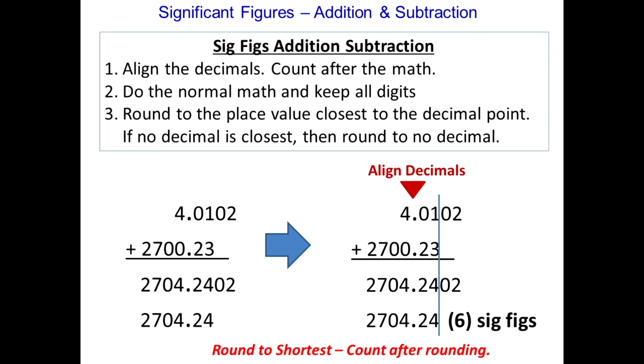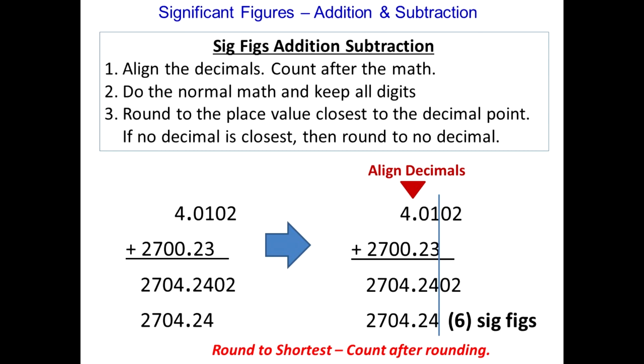Here, we align the decimals. That's how you do it. You align the decimals, and then you draw a line on the outside of the shortest decimal, and that's where you round everything to. Everything on the right side of that line gets thrown away or rounded up. Follow the rounding rules. That's what we show you here.